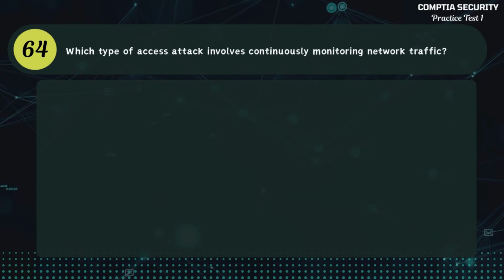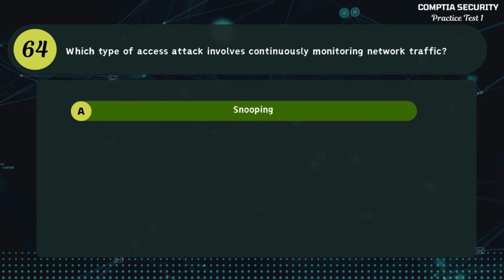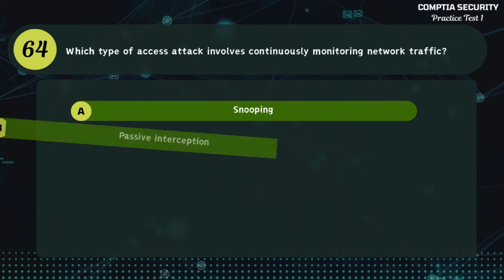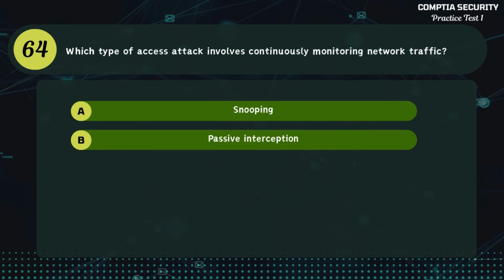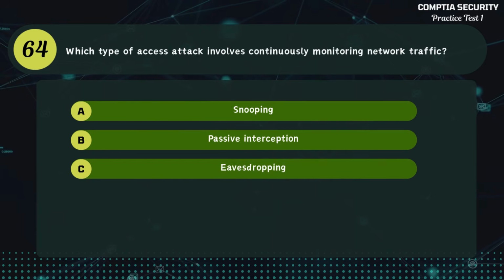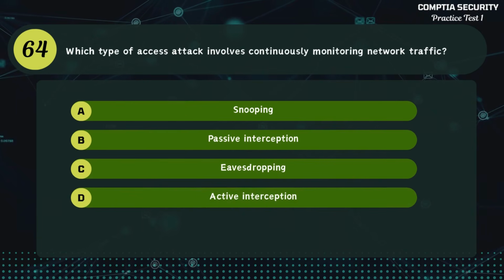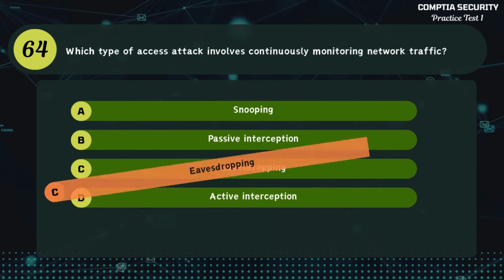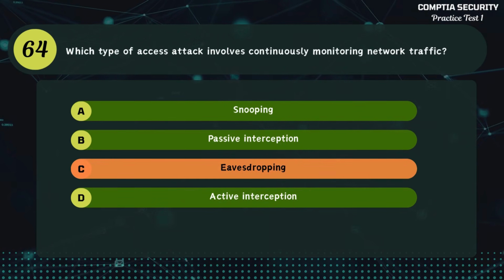Question 64. Which type of access attack involves continuously monitoring network traffic? A. Snooping. B. Passive interception. C. Eavesdropping. D. Active interception. Correct answer C. Eavesdropping.